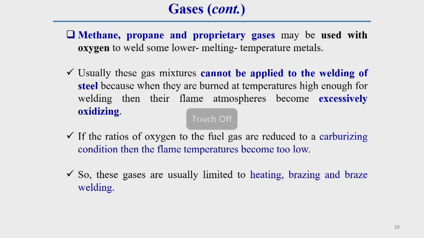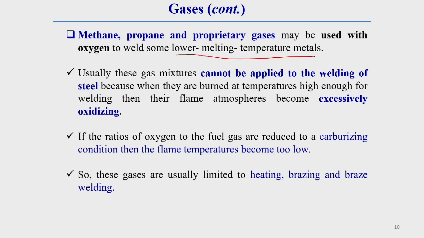Now we will discuss methane, propane and proprietary gases. These gases may be used with oxygen to weld some low melting temperature metals, especially aluminum, magnesium, lead and bronze. These types of metal can generally be welded by these gases.